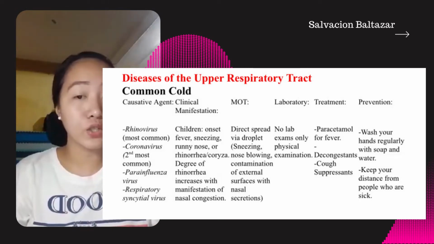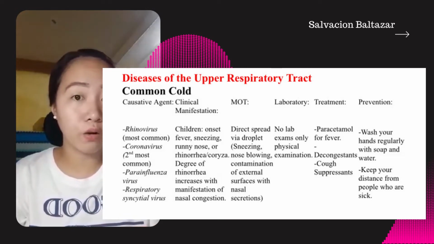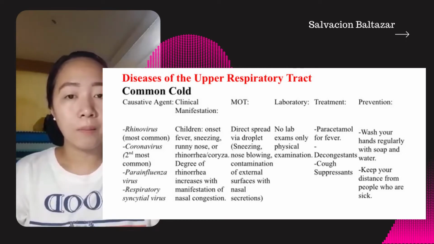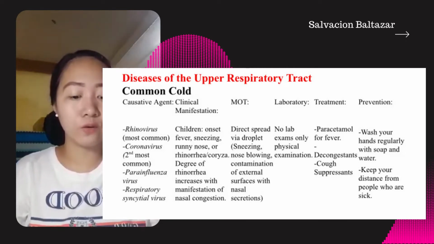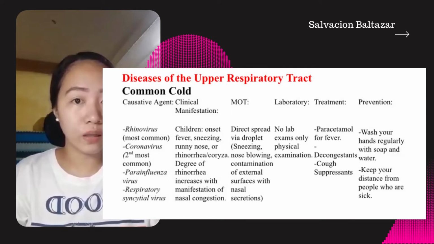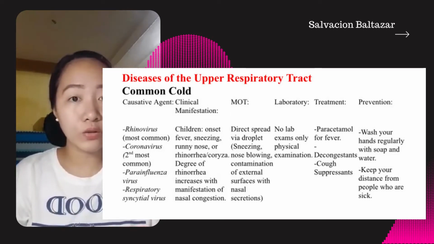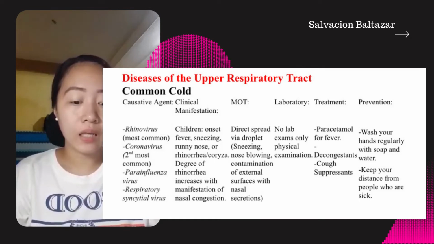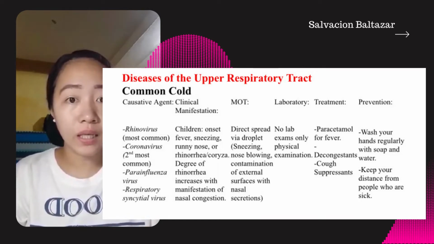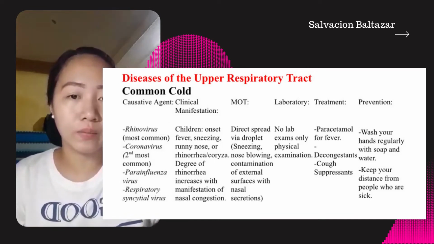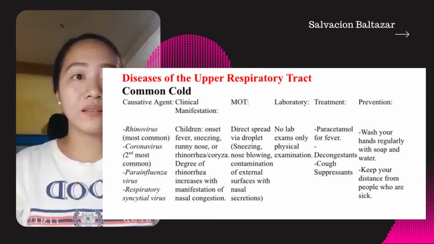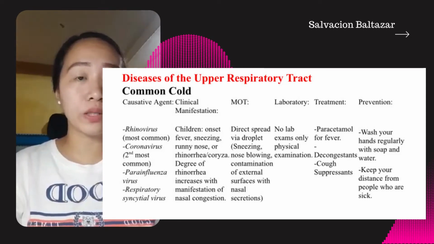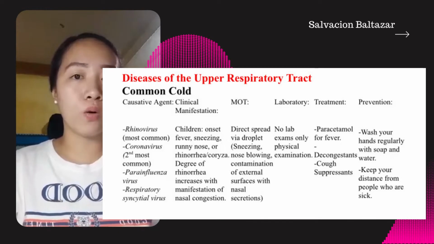Respiratory tract infections may be caused by a myriad of organisms such as bacteria, viruses, and fungi. There are also several risk factors that promote the development of respiratory tract infections, and the most critical one is the environment. Let us begin with the diseases of the upper respiratory tract, which is the common cold.